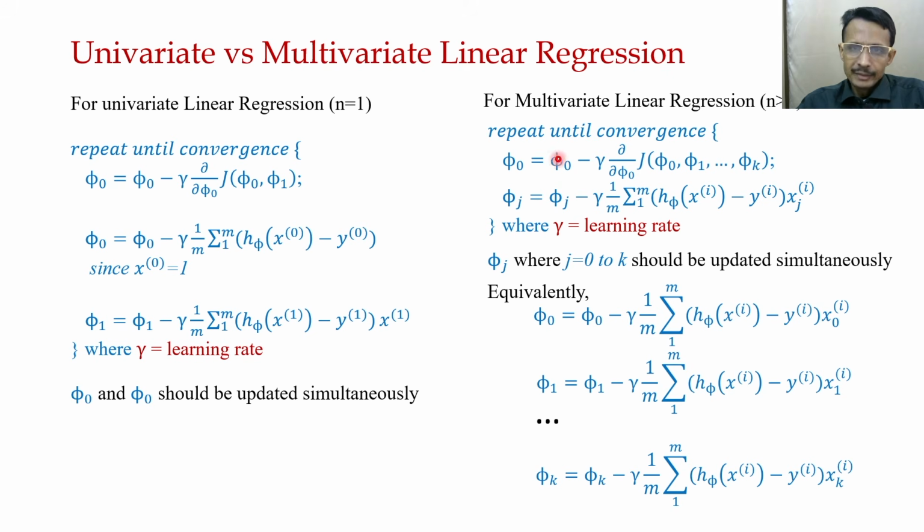The only difference here is that this is for phi k, because our cost function now has phi 0, phi 1, up to phi k. For any parameter phi j, this is gamma into 1 by m, summed from 1 to m, up to m, of this square term. This is the differential, where j goes from 0 to k, because this is the dimensionality. Initially it was a single dimension, 0 to 1, now 0 to k.